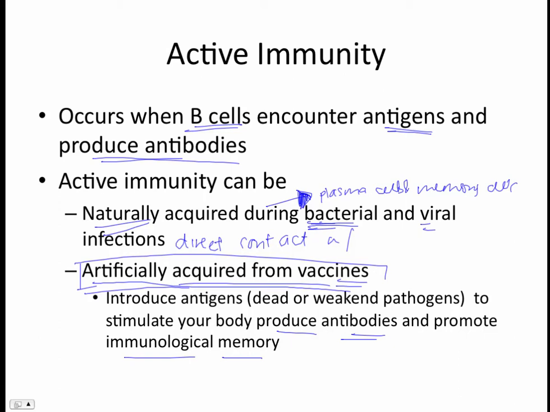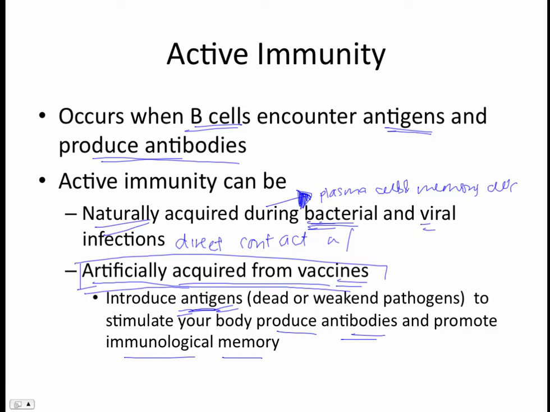And then what are you going to do? You're introducing all those antigens. And by doing that, you're going to trick your body into thinking that you have that active live virus within your body. So you're going to produce all those plasma B cells and all of those memory cells.